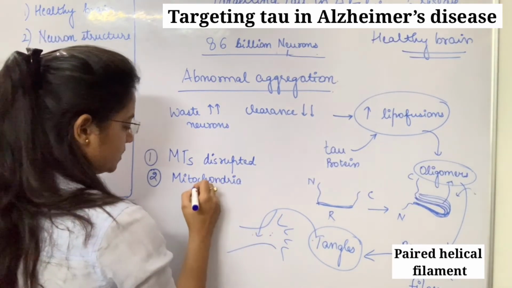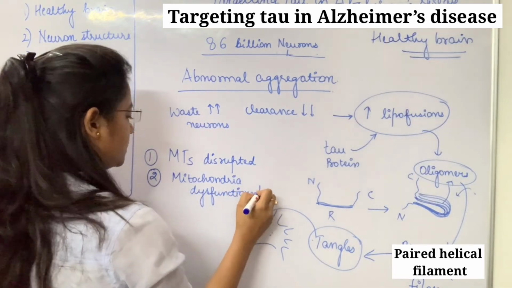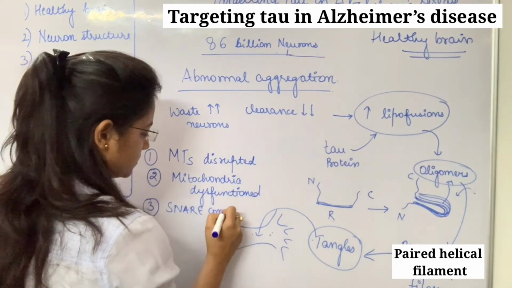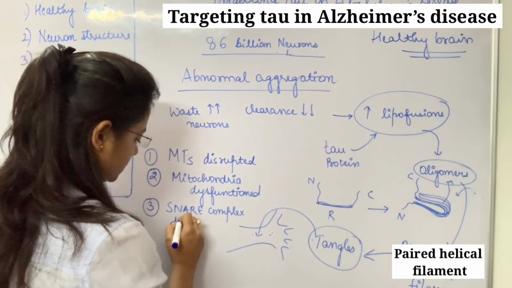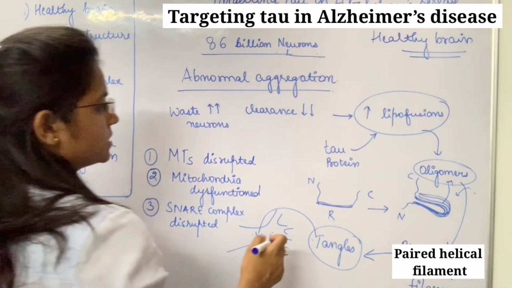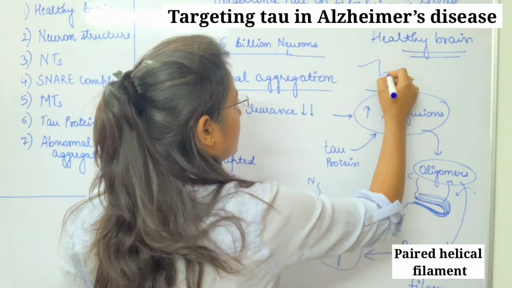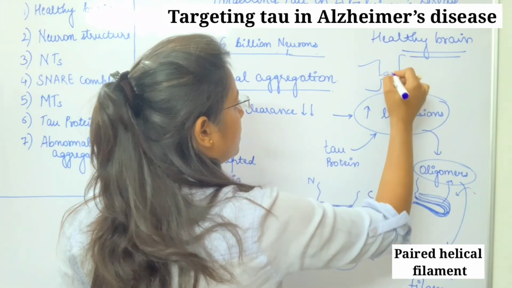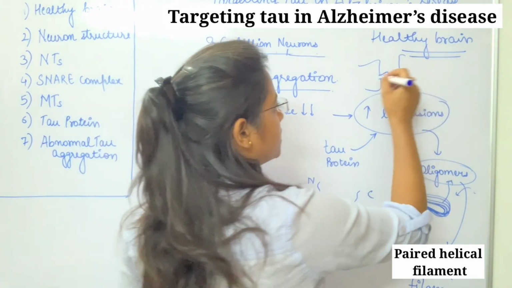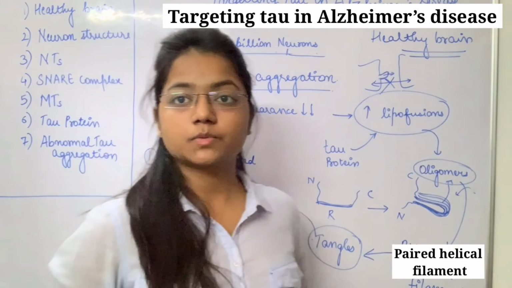Second, mitochondria are dysfunctional. Third, the SNARE complex is disrupted. Now when the SNARE complex is disrupted, as I told, this will not allow the neurotransmitter to be released and transported to another neuron. So due to this, signaling will not take place. So this was all for the video.